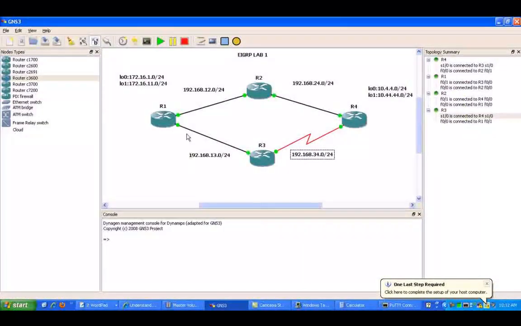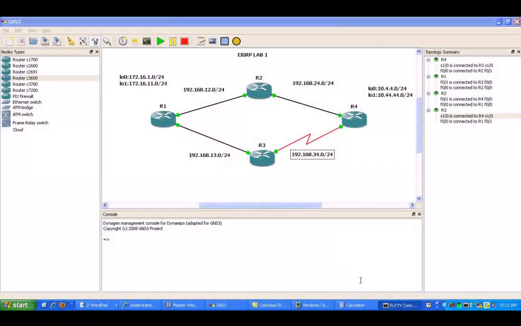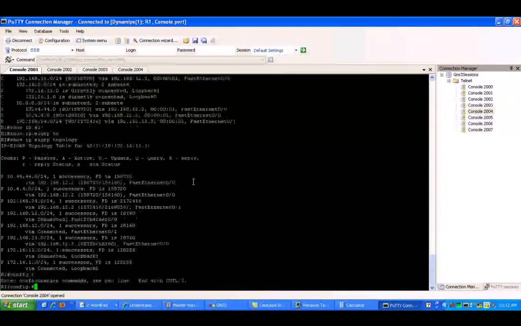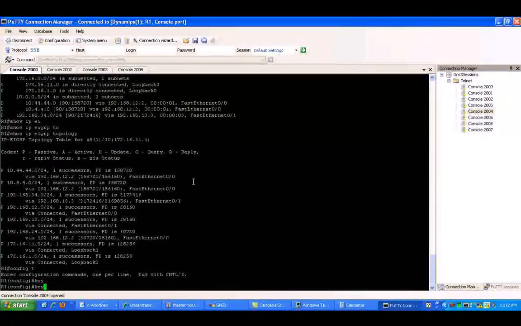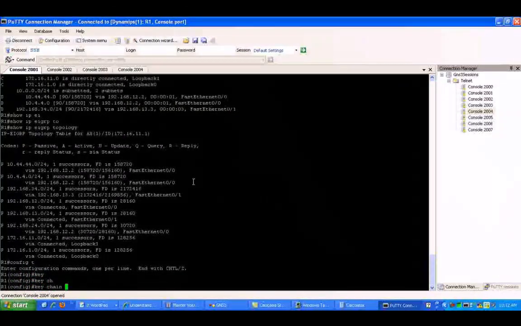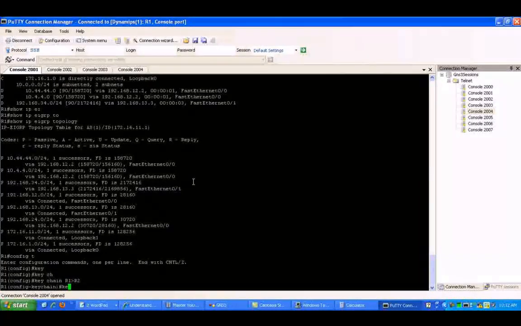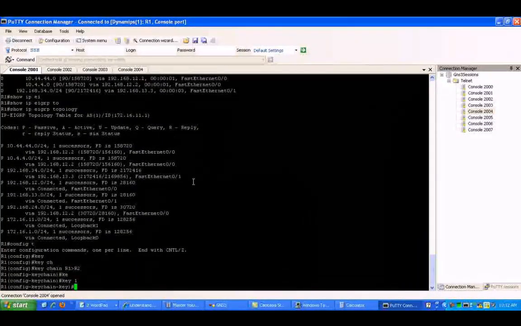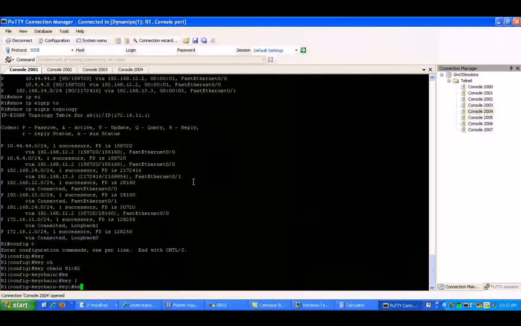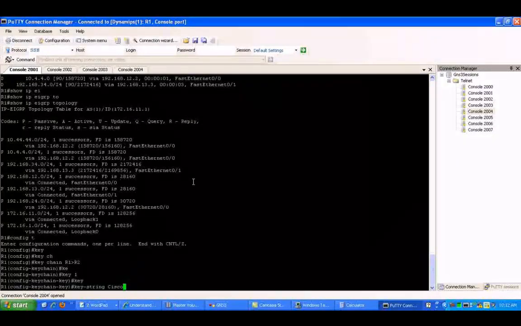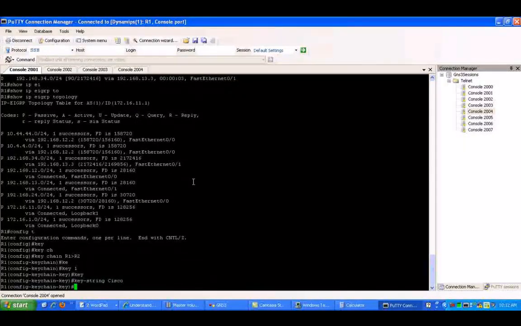We will configure MD5 authentication between router 1 and 2. What we will do is we will go into router 1 and configure it first. We will configure the keychain. We'll give it the name R1 to R2. We'll have one key. We'll name key 1, and then we're going to give it the key string, which is the password of Cisco with the capital C.